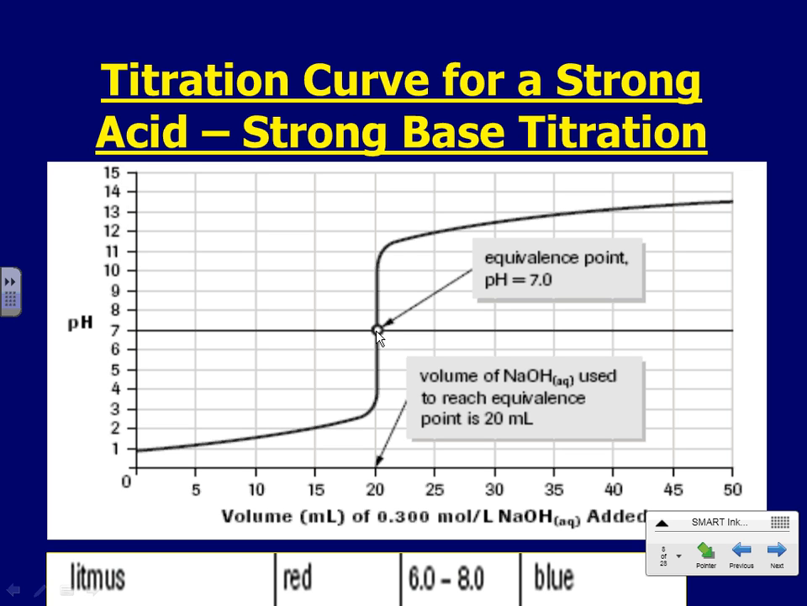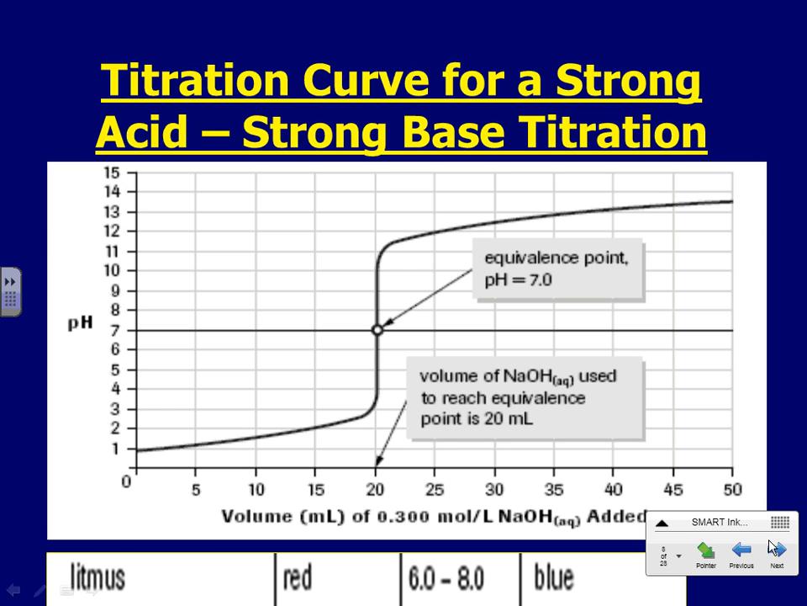And when we analyze the salt sodium chloride, it is a salt that contains both spectator ions. It does not hydrolyze with water, and so we end up with a pH of 7 right in the middle, a very symmetrical titration curve.